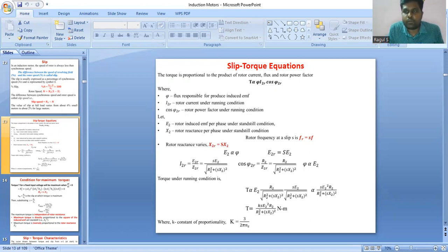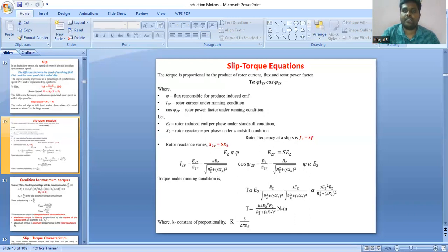Through these maximum torque conditions, we have clarified the characteristics of slip and torque. Here the slip value varies from 1 to 0. Depending upon this value, we separate three regions: one is a stable region, another is an unstable region, and the third is the normal operating region. Here, first, what is the unstable region? Through this diagram itself, that point is indicated as the stable region.